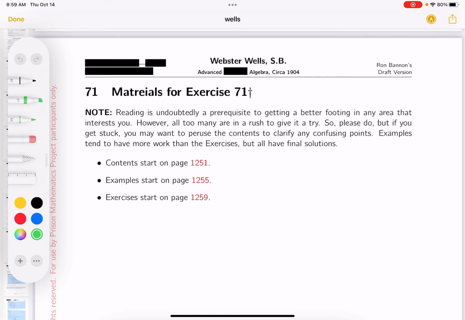Okay, we're in section 71. Contents for you to get through on your own. Examples that I'll go through. I'll certainly have a different take on it than what Wells is doing, but then you get busy with the exercises.